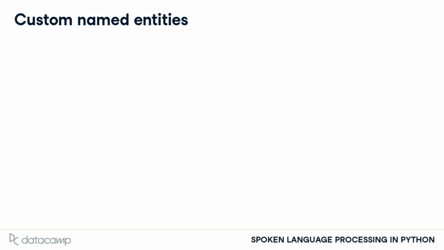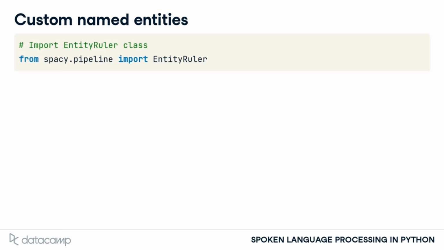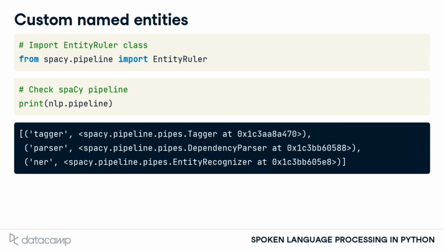Since Acme is a technology company, you decide it's a good idea to create a custom entity recognizer for their products. To do so, you can use Spacy's pipeline class, Entity Ruler. A pipeline is what Spacy uses to parse text in a doc. You can see the current pipeline you're using by calling pipeline on nlp. In our case, our pipeline has 3 steps: a tagger, a parser, and NER for named entity recognition.